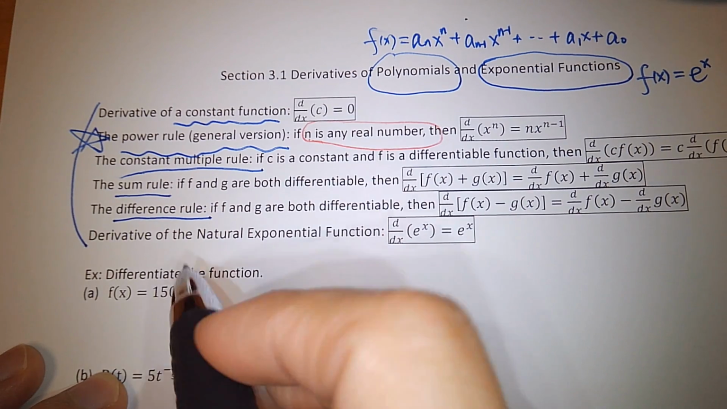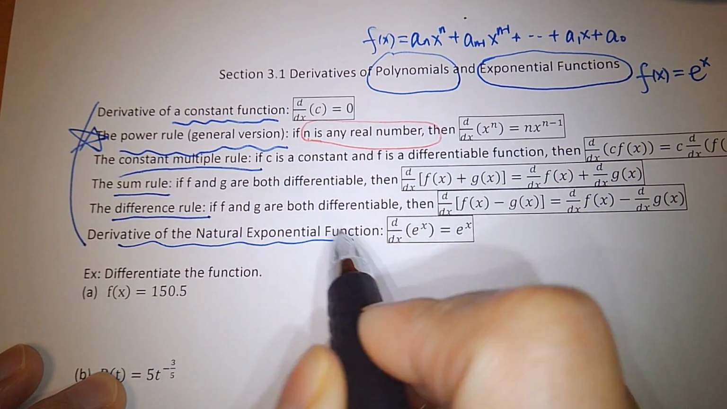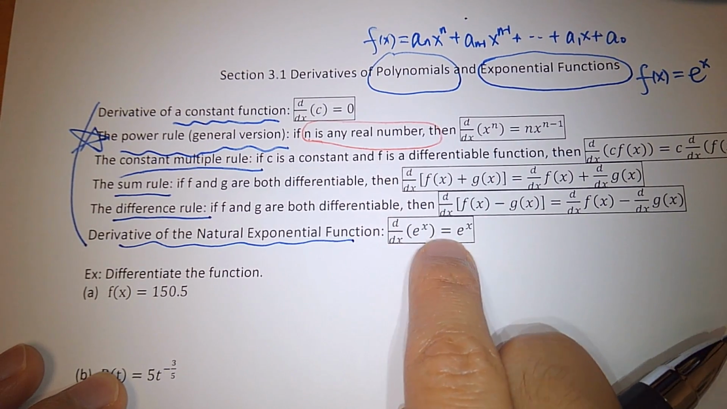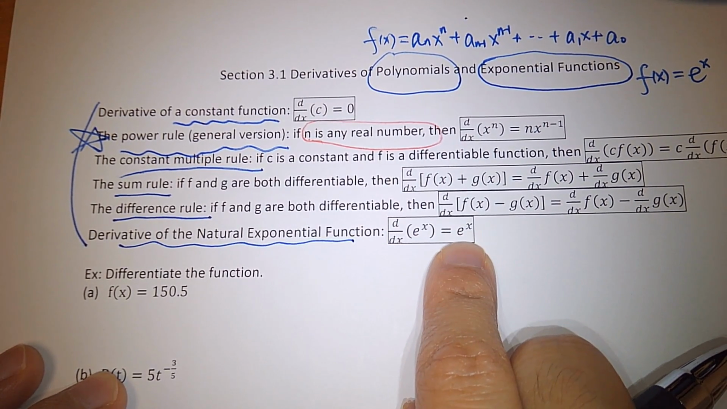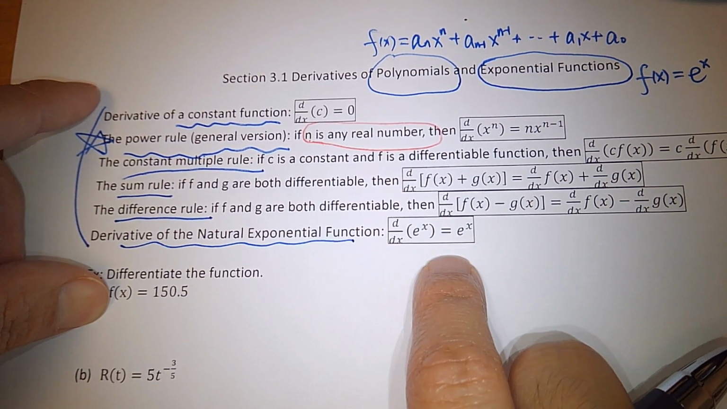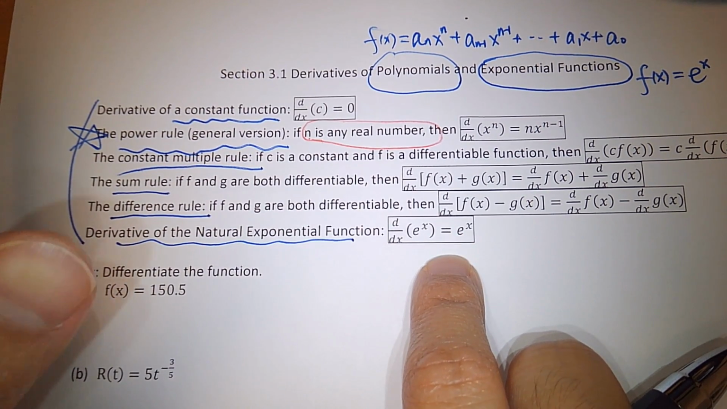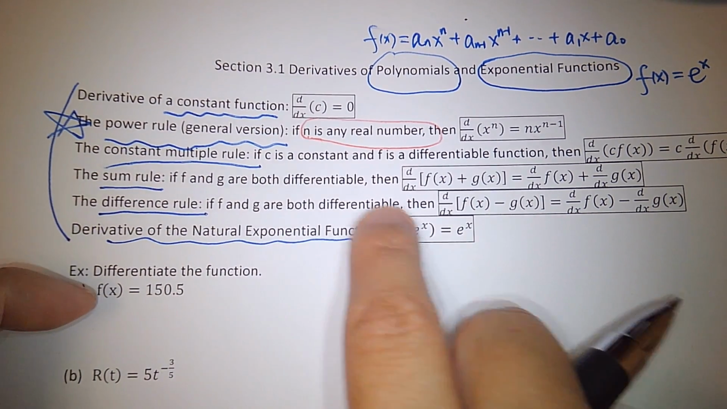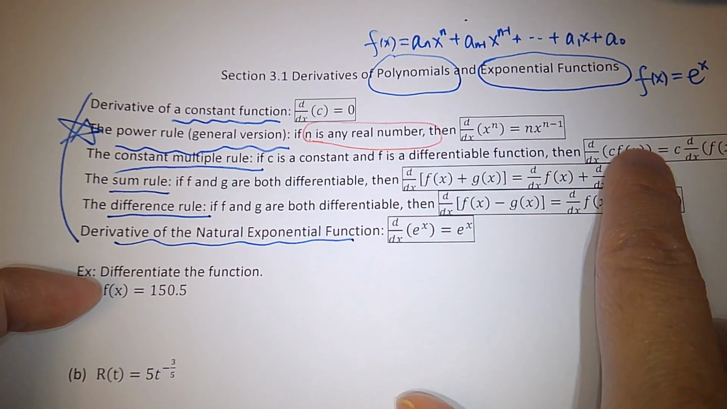The last one is for the natural exponential function. The derivative of e to the x is e to the x itself. So these are the basic concepts from section 3.1. That's it. For section 3.1, it's not too much. So you know this and this and then these rules.